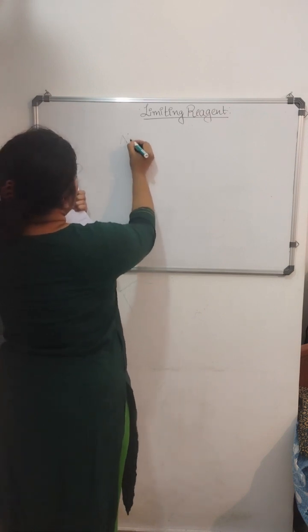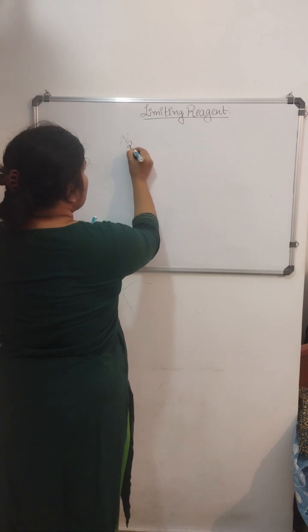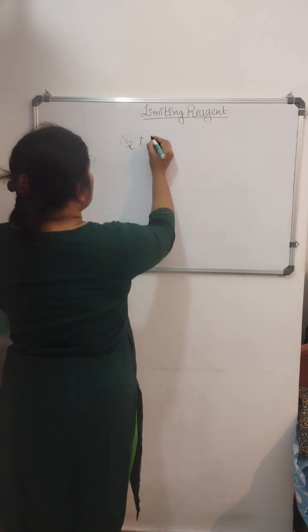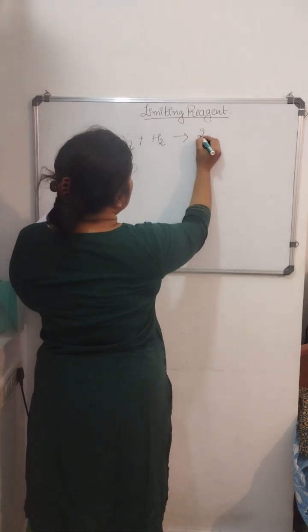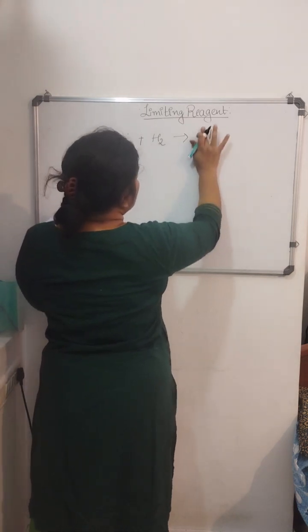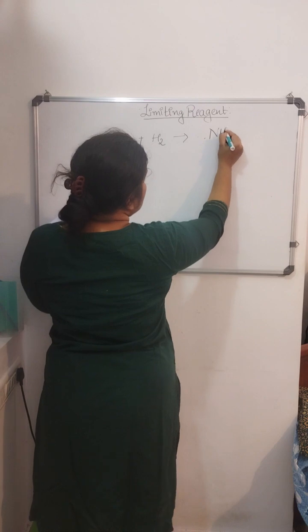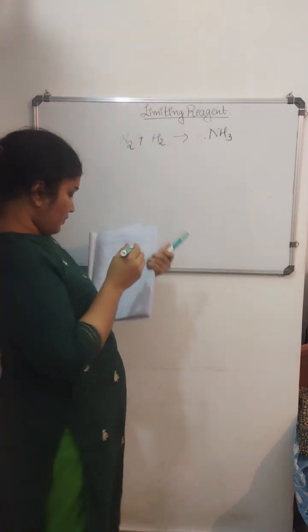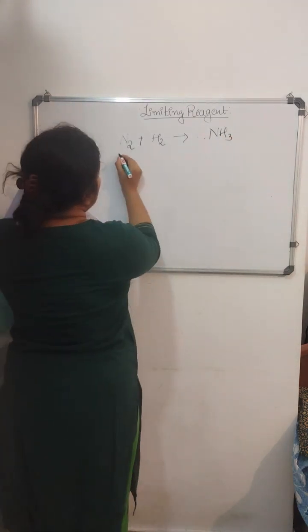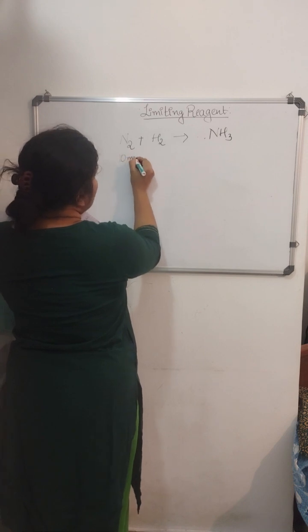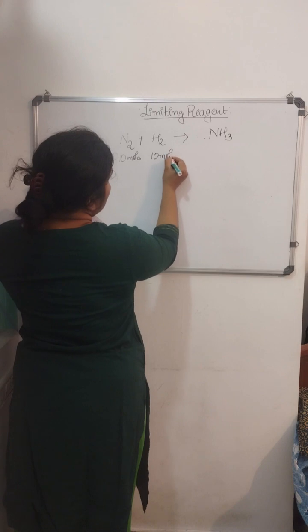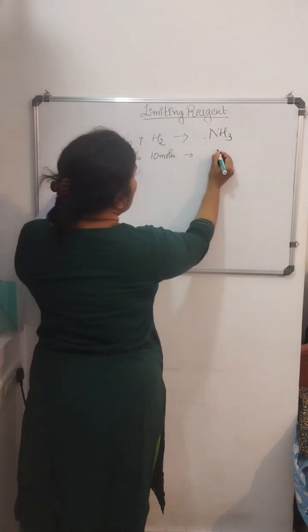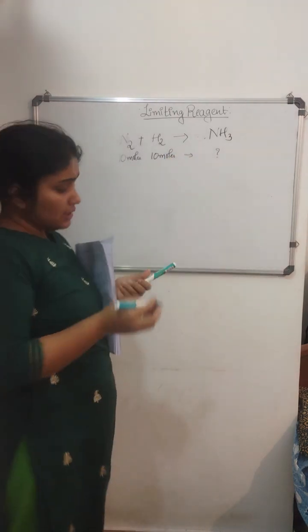We are having one reaction, that is N2 plus H2 giving 2 times NH3. Let's start from this reaction, and it is told I am having 10 moles of N2, I am also having 10 moles of H2. They are asking me how many moles of NH3 is formed.